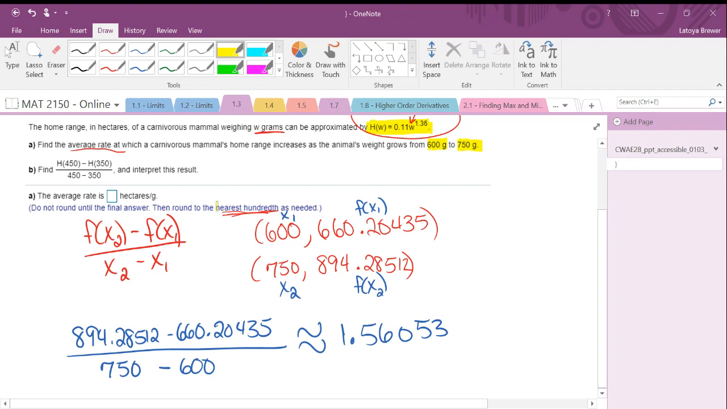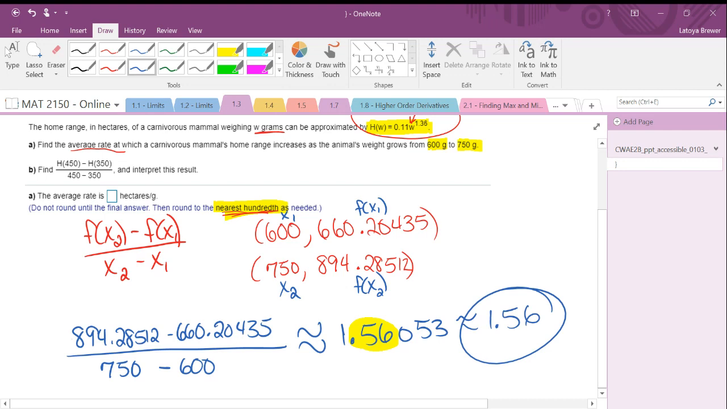1.56053. But now the answer is telling me to round to the nearest hundredth, which would mean right here to two decimal places. So in my math lab, I would put 1.56. Okay, and that's part A.